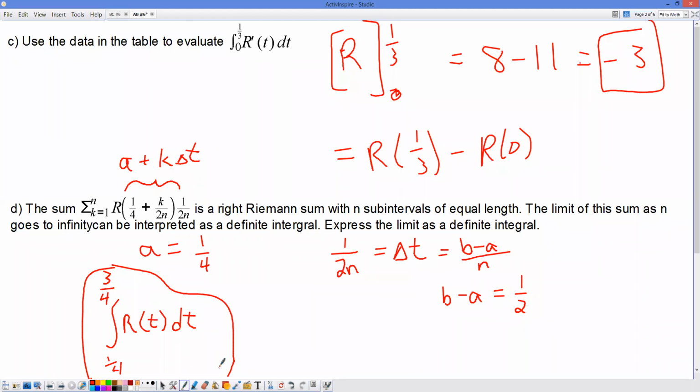Shayla, the 3/4 comes from, we found that the length of the interval needs to be 1/2, and we know that the a value is 1/4 from the formula of r of a plus k delta t. So the a is 1/4, and the length of the interval from a to b is 1/2, so 1/4 plus 1/2 gives us 3/4.